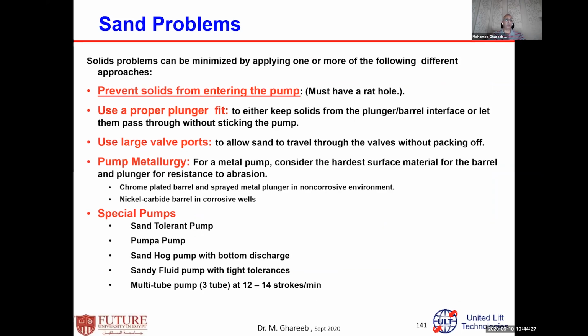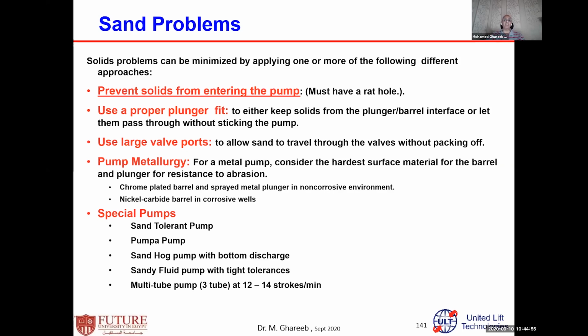However, the sand problem can be minimized by applying more than one solution. It can be one or a combination of solutions. First of all, try to prevent sand from entering the pump. Prevent sand from entering the pump, use sand screens, use proper downhole gravel pack, whatever techniques. But sometimes, and at different times, it's not easy.